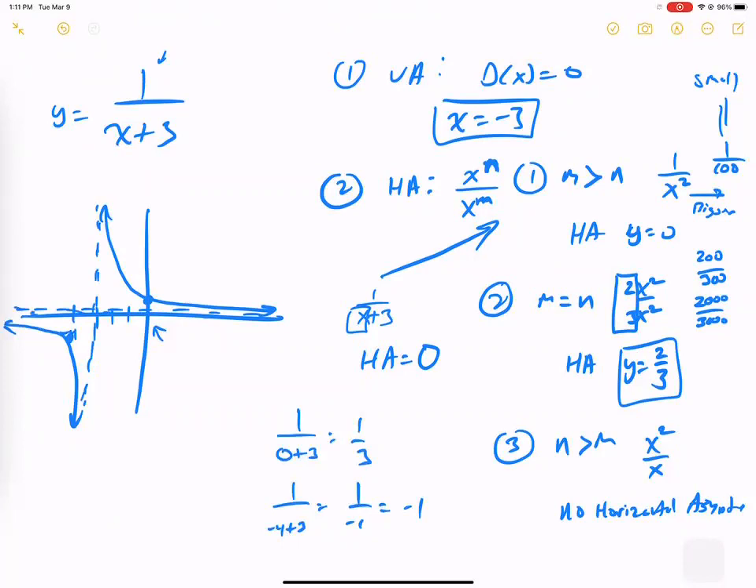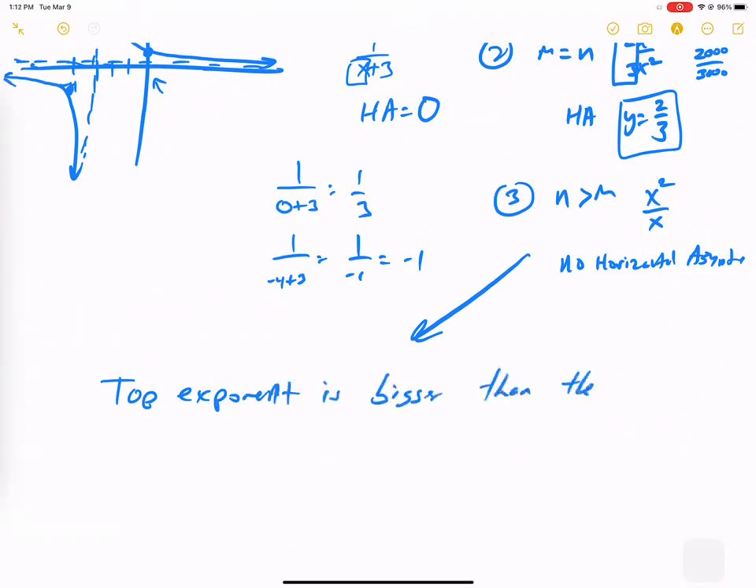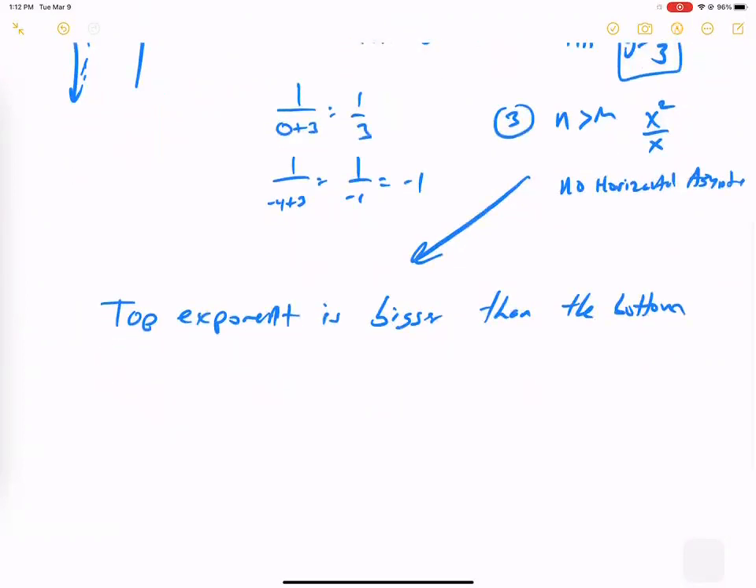Now rule number 3 is where we're going to leave off when it comes to horizontal asymptotes. The rule was when the top exponent is bigger than the bottom. If the top exponent is bigger than the bottom, we end up with this dilemma: x squared over, let's say, x plus 1. And this falls into rule number 3. The top is bigger than the bottom. So we said there's no horizontal asymptote.